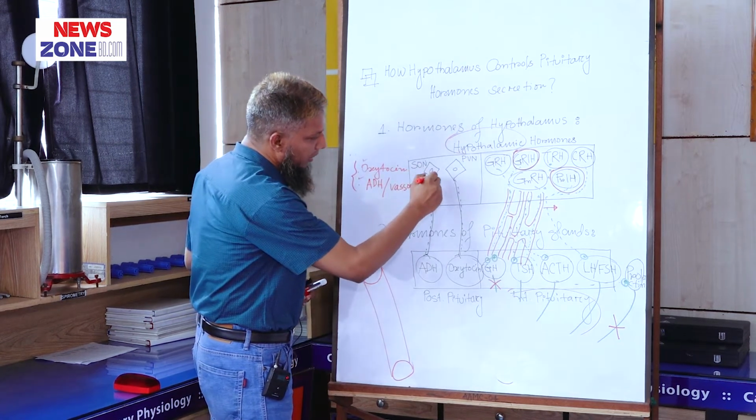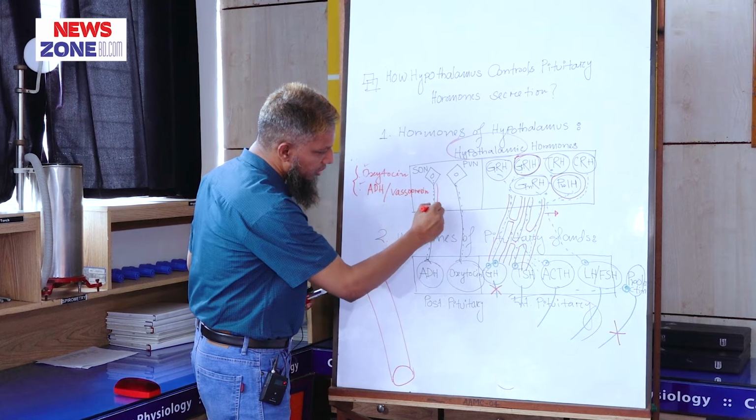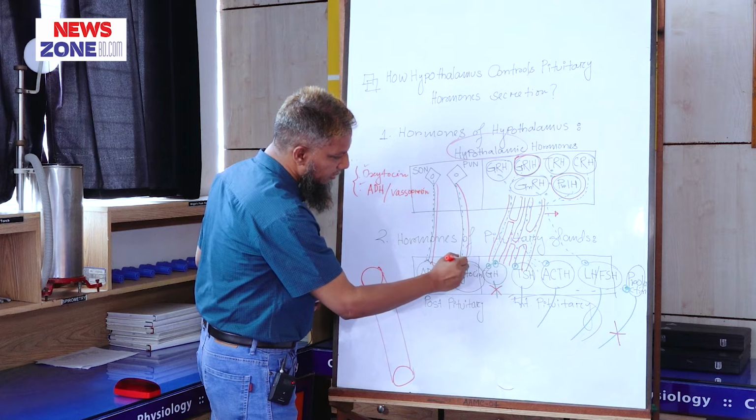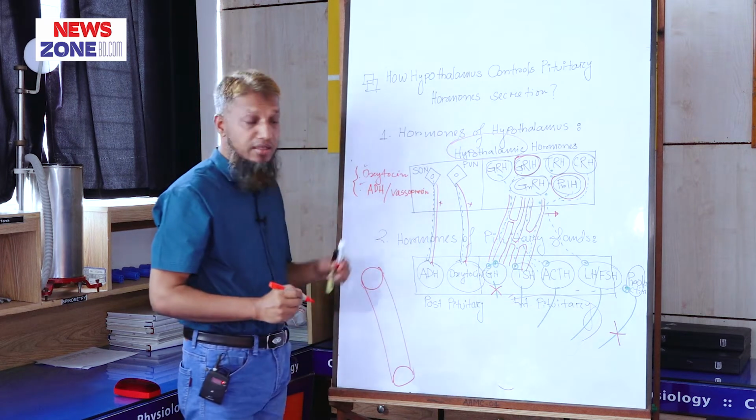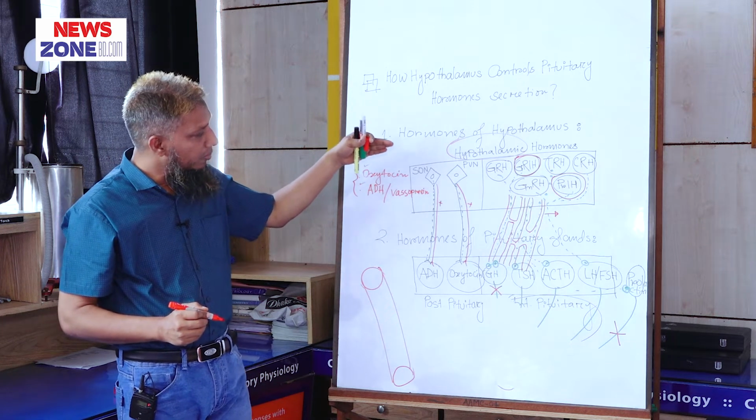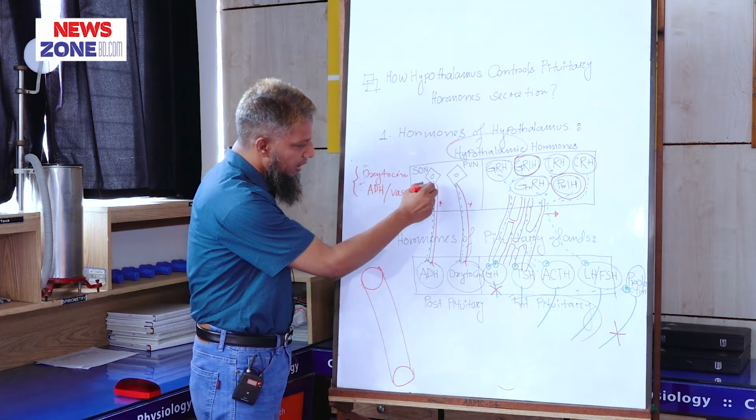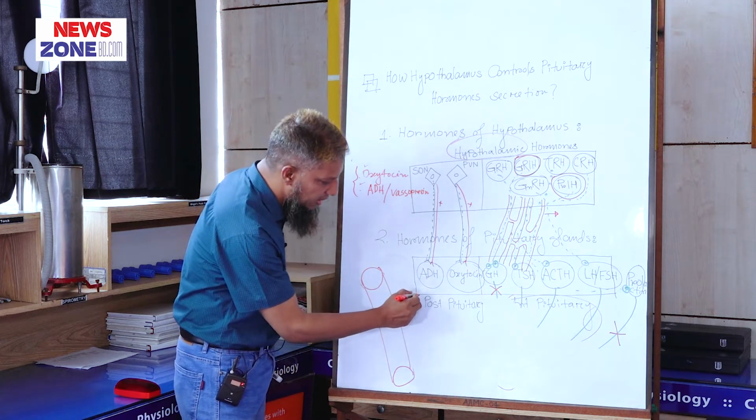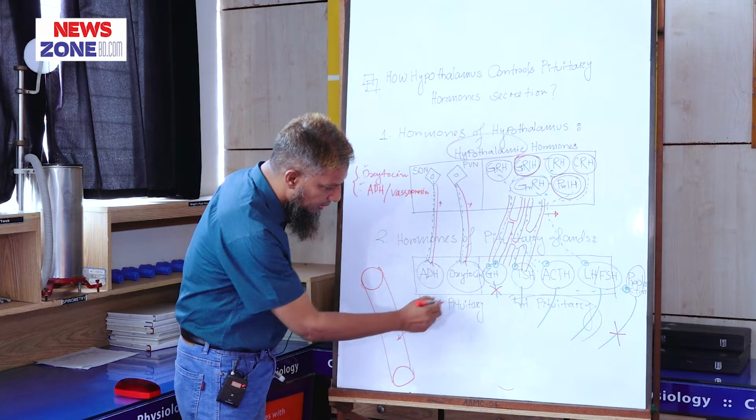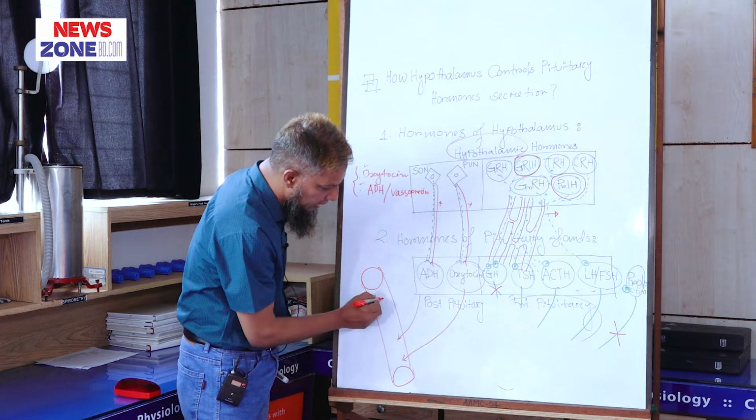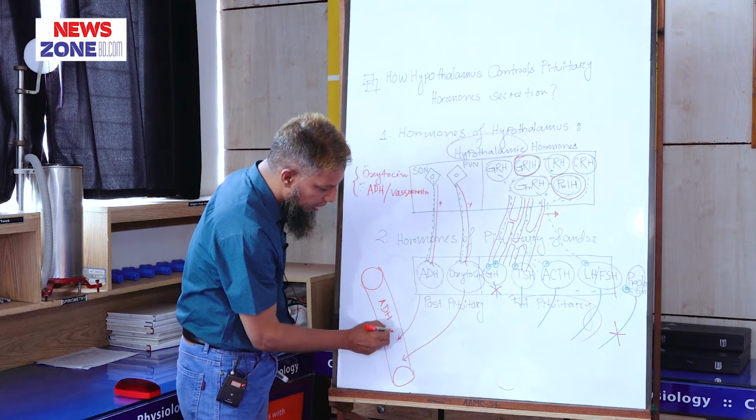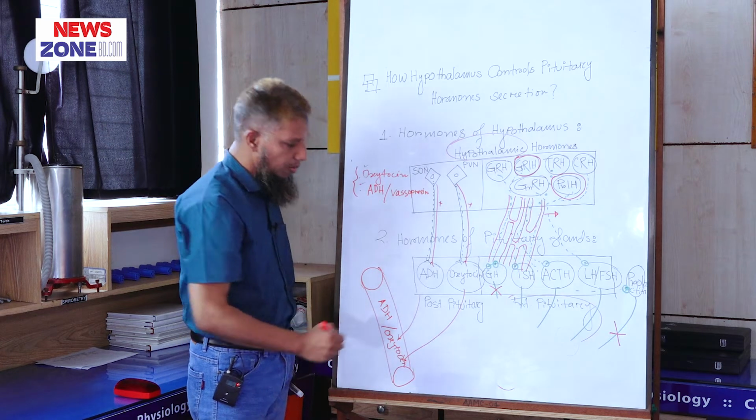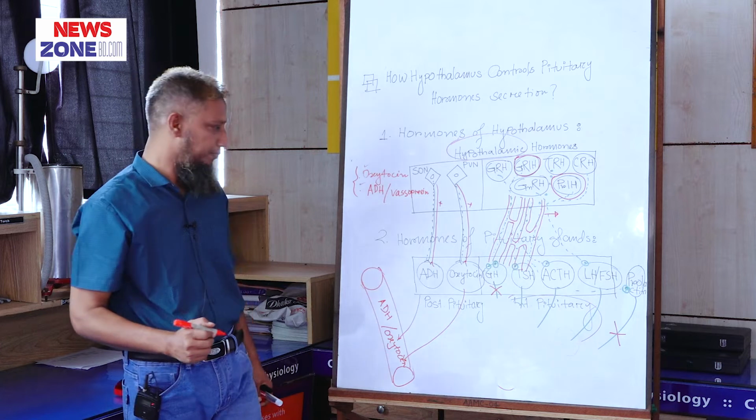When nerve signals from the hypothalamus travel through this tract, nerve impulse, when nerve signals or nerve impulse from the hypothalamus travel by this nerve tract and reach the posterior pituitary, it releases these two hormones, that is ADH or oxytocin, into blood vessels. Okay?